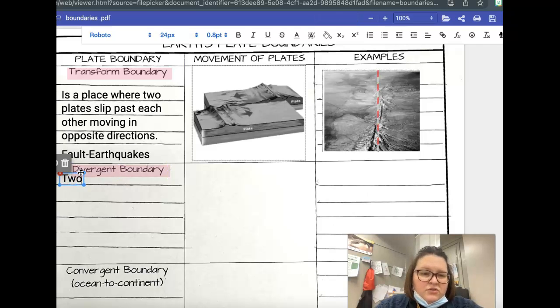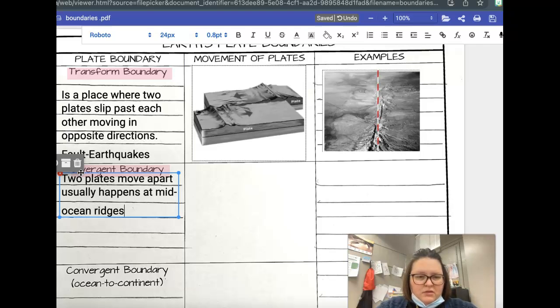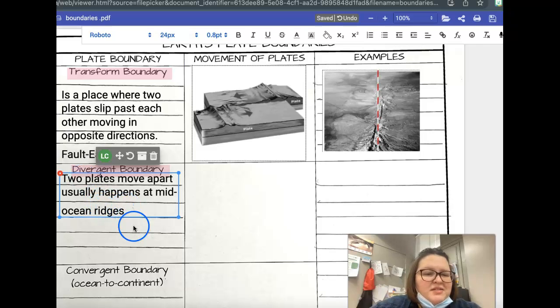This is where two plates move apart and it usually happens at mid-ocean ridges, which is where two plates move apart. It usually happens at mid-ocean ridges.